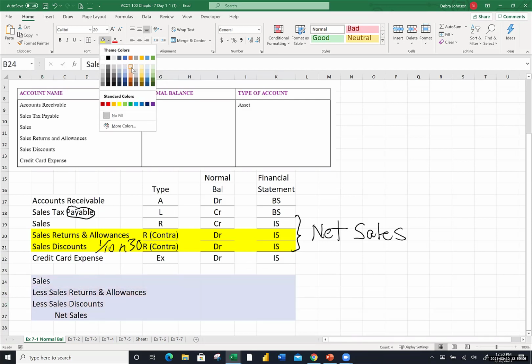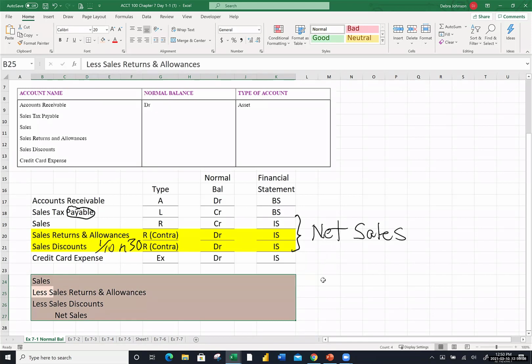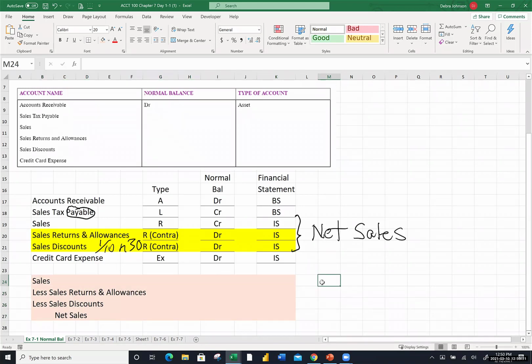I don't know why I'm having trouble keeping that color there. Any questions on those new accounts before we jump in and try some?